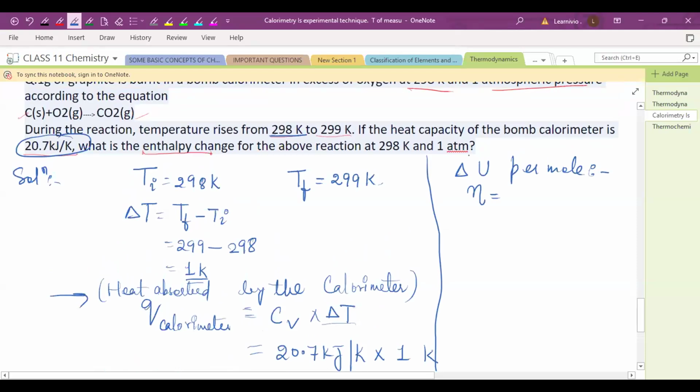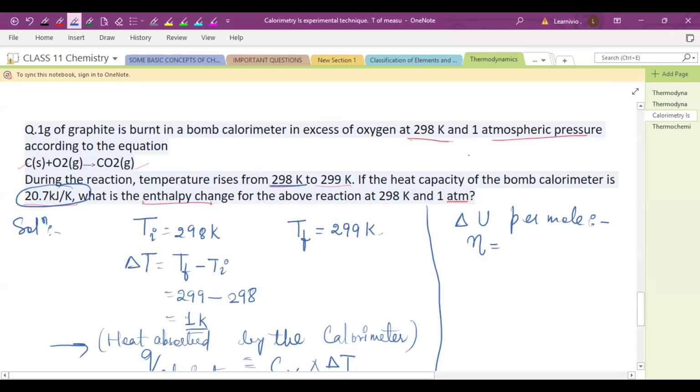Sorry, ma'am. What is the formula of number of moles when the mass is given? In terms of mass. We studied it in the first chapter. Neha, do you know the formula? Given mass by molar mass. Yes, given mass by molar mass.